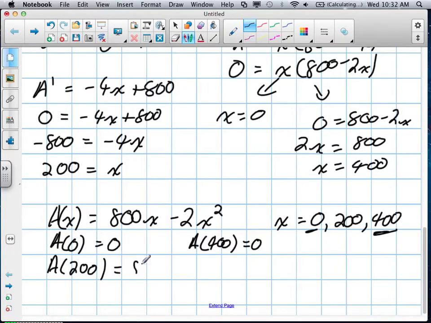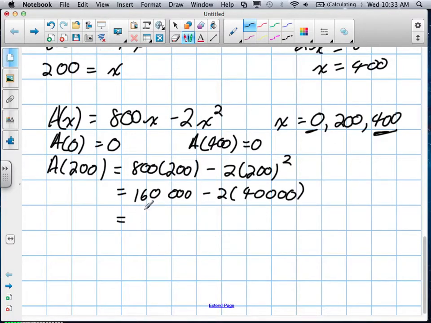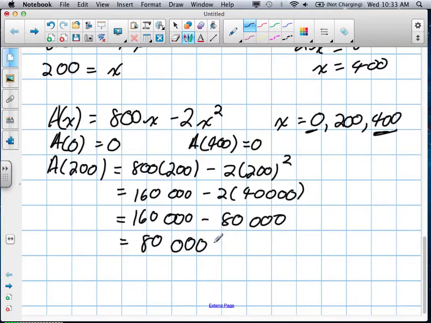A at 200 is going to give us 800 times 200 minus 2 times 200 squared. This is going to give us 16 with 4 zeros. Negative 2 times 4 with 4 zeros, 40,000. So 160,000 minus 80,000 is 80,000. And did they say if it was meters? Meters. So our max area is 80,000 meters squared.